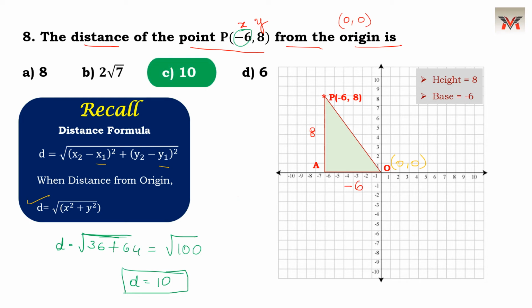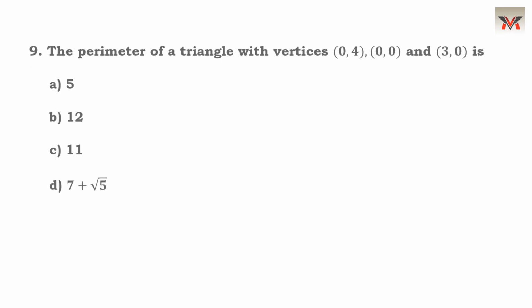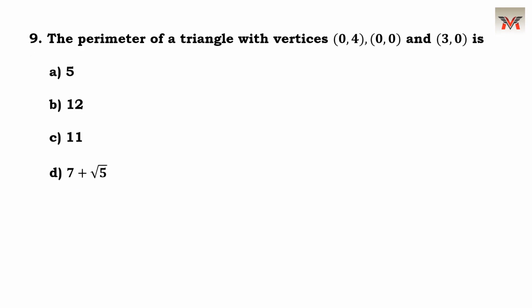We'll go to the next question. Here we have a question. The perimeter of a triangle with vertices 0, 4, 0, 0 and 3, 0 is. So they have given that it's a triangle. Also they have given the vertices, right? You might think how we can find the perimeter of this one. So when we have a triangle, we'll find what is the perimeter actually.